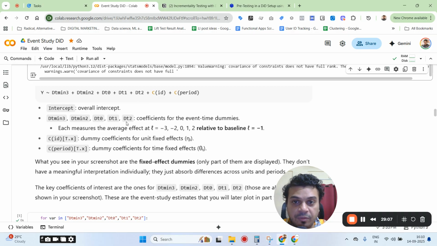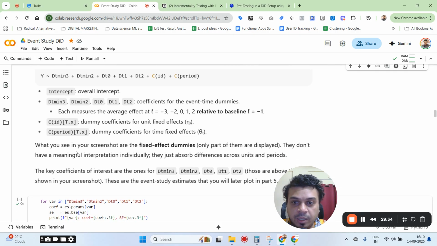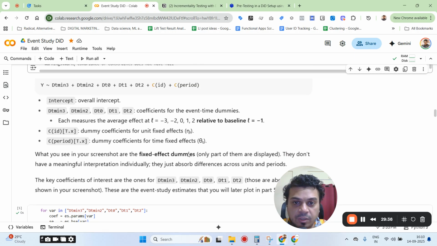The event time dummies are given by these, and each measures the average effect of L, the average effect at different time lags: -3, -2, 0, 1 and 2. So that's how it's given. These two here, CID and C period, correspond to your eta and your theta. Remember we talked about the unit fixed effect and the time fixed effects. So that's basically the output.